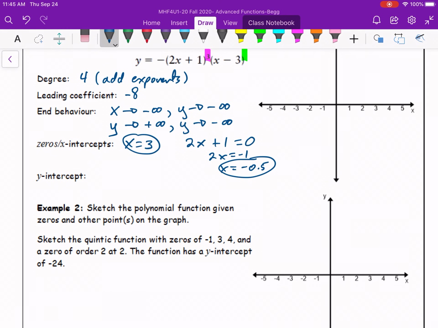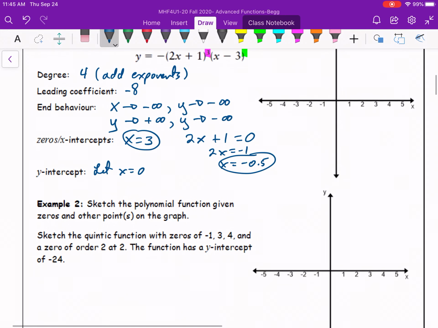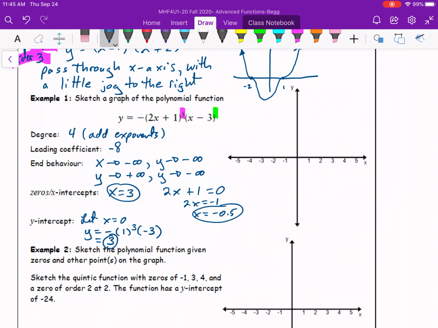And the y-intercept, remember we let x equal 0. If I put x equals 0 into this equation, what I get is y equals negative, and then the 2x disappears. I'm just left with 1 cubed, and x minus 3. Again, the x disappears. I just have minus 3. So 1 cubed is 1, and times the negative sign gives negative 1, times negative 3 gives positive 3 overall. So that's my y-intercept.